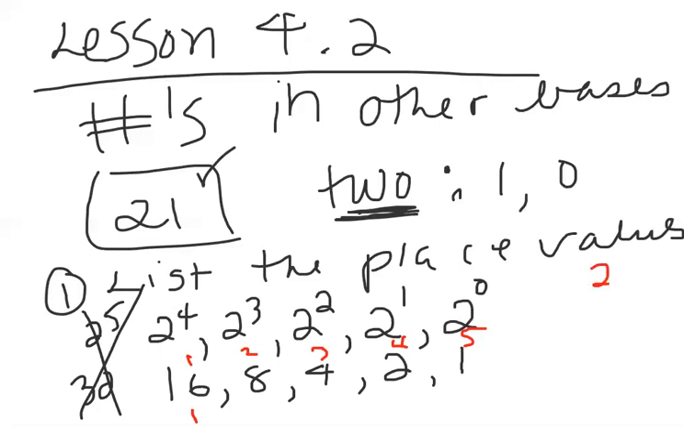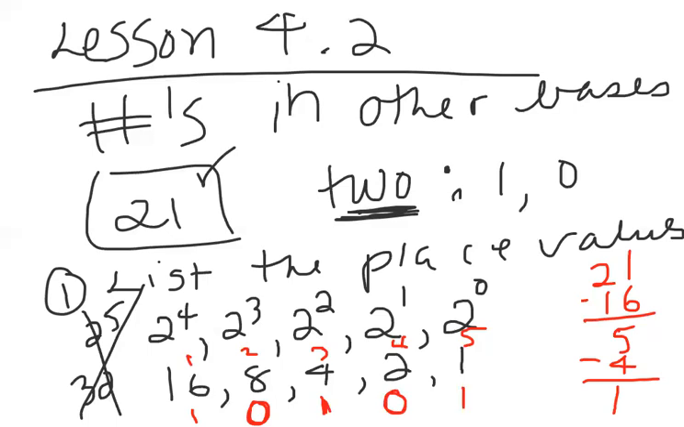So if you got 21 and you subtract 16 from it, what are you left with? 5. The next number down is 8. 8 is greater than 5, so we don't need to use an 8 because it's greater than 5. Now, the next number down is 4. We need a 4 in order to create the number 5. So we need 1 4. If we subtract the 4 from 5, that leaves us with 1. Obviously, 2 is greater than 1, so we don't need a 2, but we do need a 1.